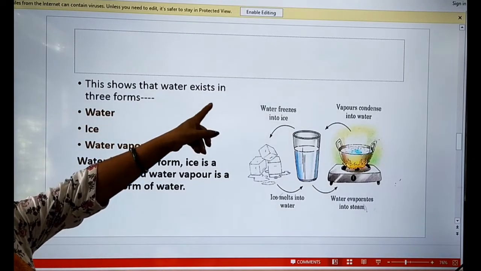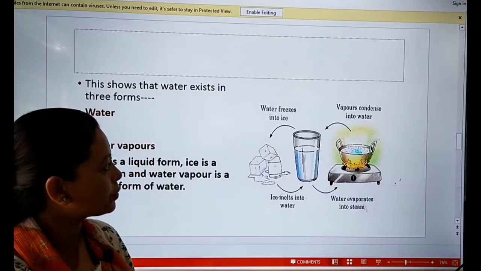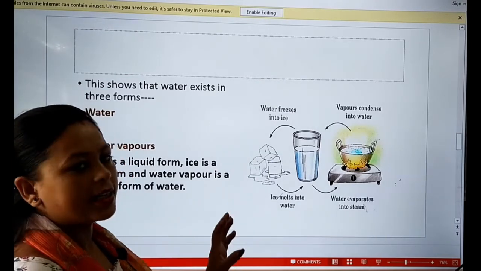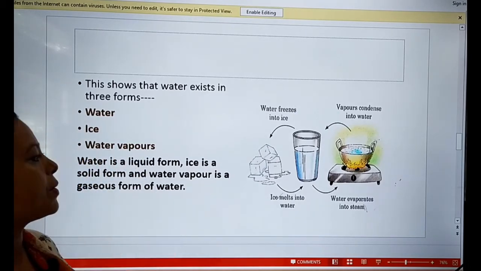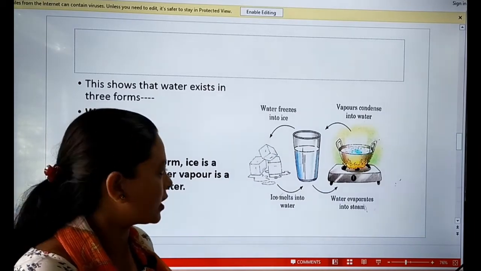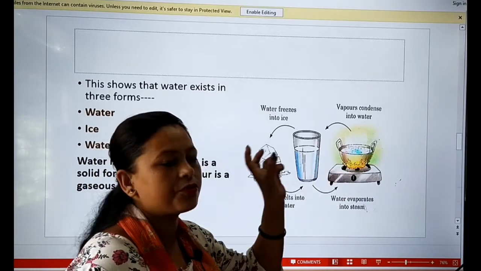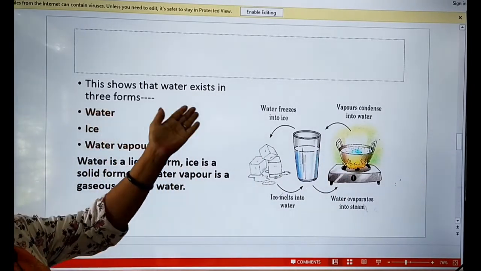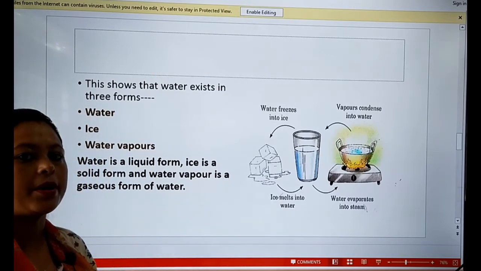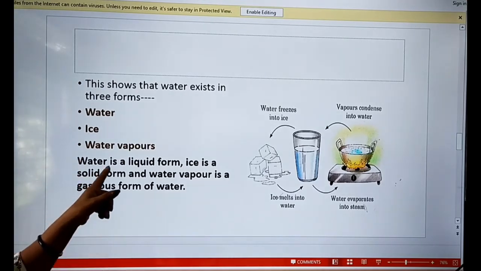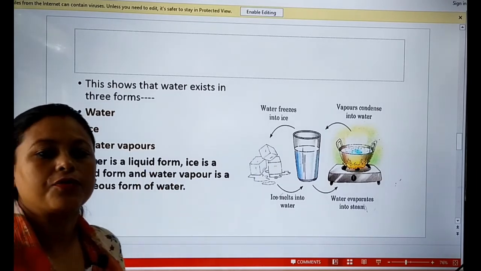This shows that water exists in three forms: water, ice, water vapor. So up to here we understood that water exists in three forms. First one is water, liquid form of water; ice, solid form of water; and gaseous form of water. That means water exists in three forms: ice, water and water vapor, or solid, liquid and gas.